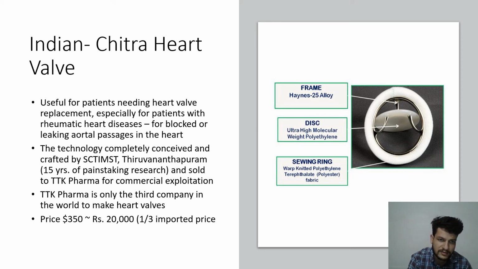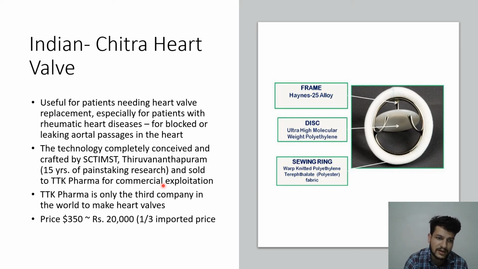This heart valve is needed for replacement in patients with rheumatic heart failure, or if the heart valve is not functioning properly, which leads to leaking of the aortic passage in the heart. This heart valve contains three components: the frame, which is made of an alloy; the disc, which is made of ultra high molecular weight polyethylene; and the swing ring, which is made of polyethylene or polyester fabrics.